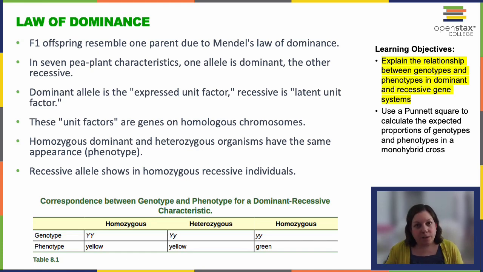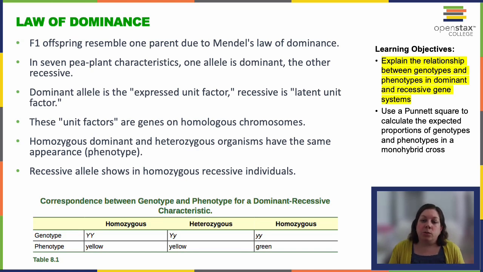All right. Okay. So, our discussion of homozygous and heterozygous organisms brings us to why the F1 heterozygous offspring were identical to one of the parents rather than expressing both alleles. So, in all 7 pea plant characteristics, one of the two contrasting alleles was dominant and the other was recessive. Mendel called the dominant allele the expressed unit factor. And the recessive allele was referred to as the latent unit factor. He didn't use the word recessive. That's the word that we use. Anyway, we now know that these so-called unit factors are actually genes on homologous chromosomes. Bear in mind, Mendel knew nothing about genes or chromosomes. Those were things that came along later, describing them clearly, knowing what their structures were. That's why he referred to them as units.